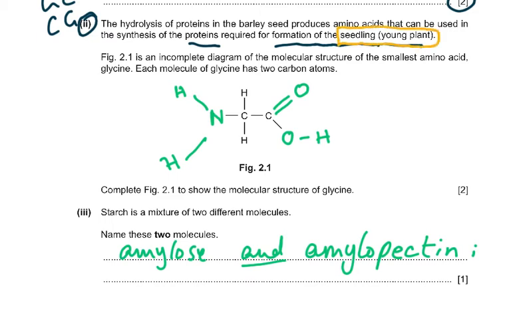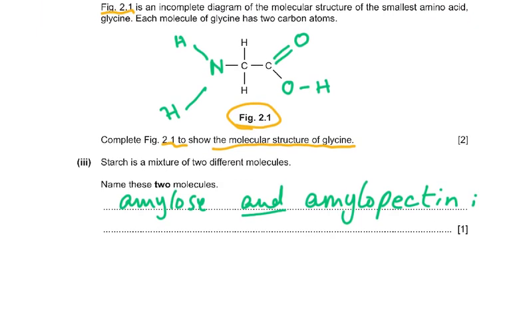Figure 2.1 is an incomplete diagram of the molecular structure of the smallest amino acid, glycine. Each molecule of glycine has 2 carbon atoms. Complete figure 2.1 to show the molecular structure of glycine. I've just done that for you. N and H, there was a minor part to be added, and then the carboxylic acid part, C double bond O and then OH. Starch is a mixture of 2 different molecules. Name these 2 molecules. Now we all know this, that's basic recall. Amylose and amylopectin. If you wrote both of them, you got this 1 mark. Otherwise, as I said before, there is no 0.5 in biology.